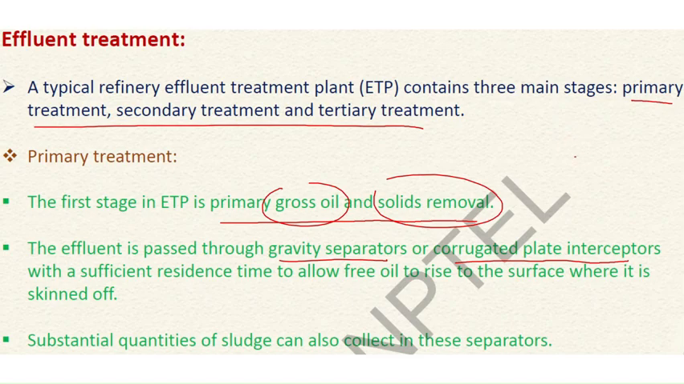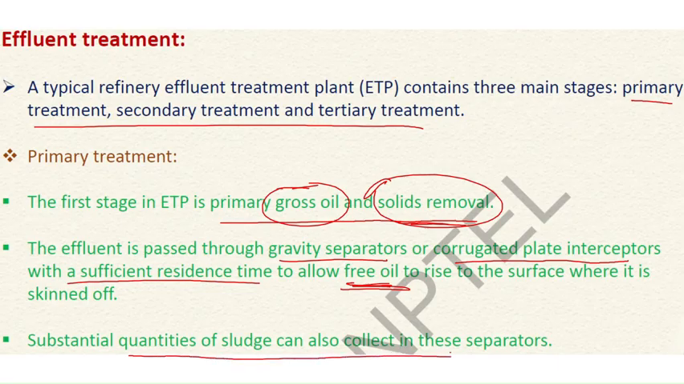In the primary stage, the removal of gross oil and solids is done. If some amount of suspended oil is present in the wastewater, we need to remove that also, and if some solids are present, they need to settle down. So a gravity separator or corrugated interceptor with sufficient residence time is used so that the free oil, due to the density difference, comes to the surface of the water and the solids settle down as sludge. This free oil will be skimmed off, and a substantial quantity of sludge can be collected in these separators. Okay.